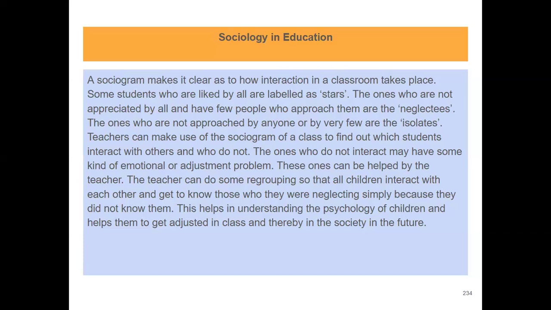Teachers can make use of the sociogram of the class to find out which students interact with others and who do not. So some children don't wish to interact with others, due to their emotional imbalance, emotional problem or adjustment problem that they carry from their backgrounds. So these kinds of situations can be avoided by the help of the teacher and the other children.